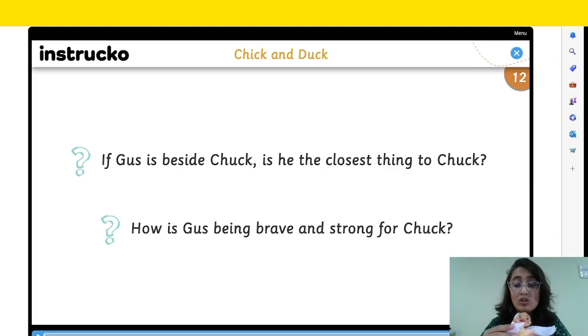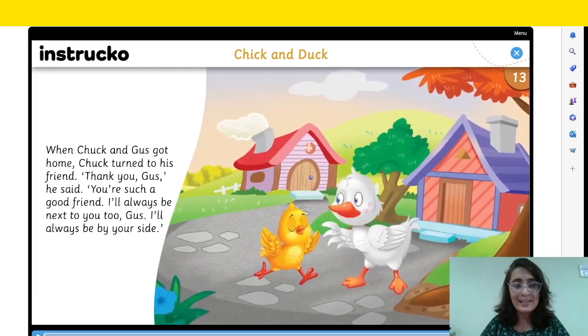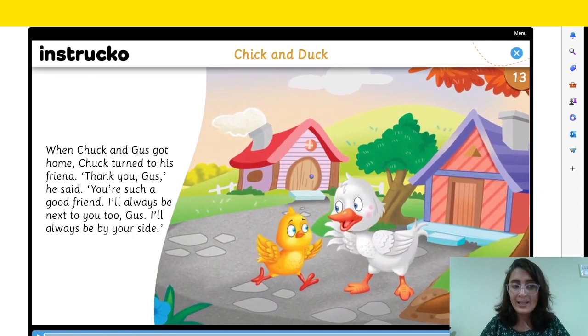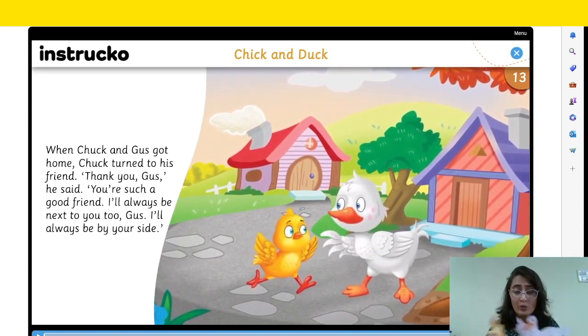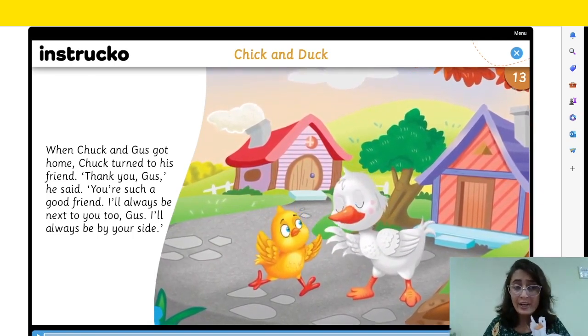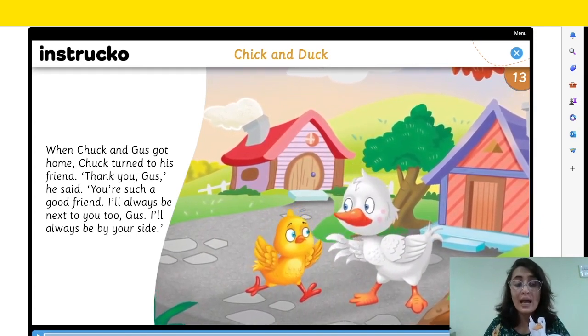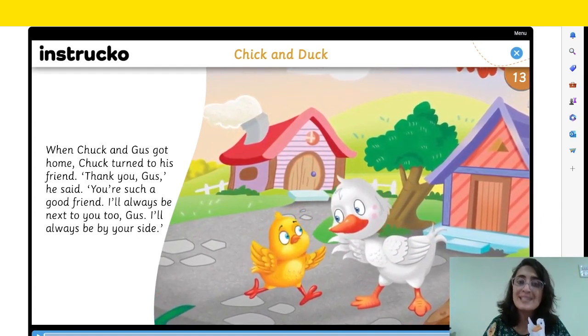Yes, and Gus is also protecting Chuck under his wings. Right? So Gus is helping Chuck by being brave for Chuck. Okay. When Chuck and Gus got home, Chuck turned to his friend and said, "Thank you, Gus. You are such a good friend. I will always be next to you, Gus. I will always be by your side."